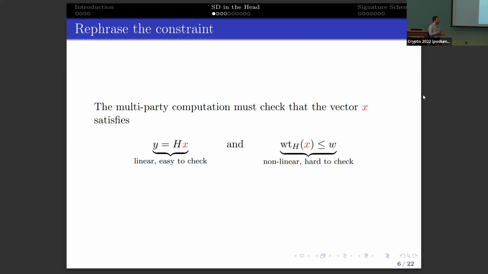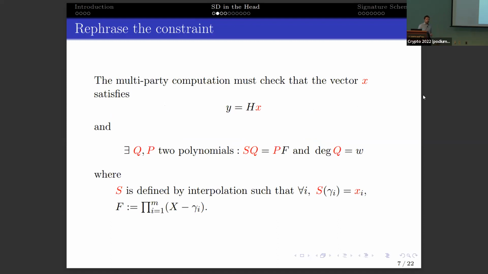We want to design an MPC protocol which checks both relations. The linear relation is easy to check in MPC, but it's much harder for the constraint on the Hamming weight. For this reason, we will replace the second constraint by an equivalent one involving polynomials. This new constraint consists in proving the existence of two polynomials such that SQ equals PF, where S is defined such that the evaluations at some public points correspond to the coordinates of the tested vector, and the polynomial F is the smallest polynomial which has all those evaluation points as roots. We also add the constraint that the degree of the polynomial Q is W.